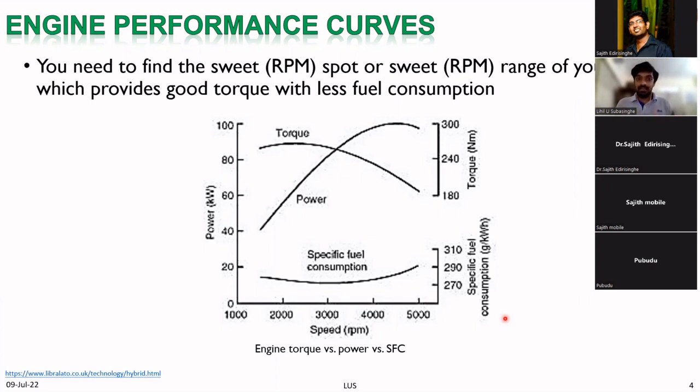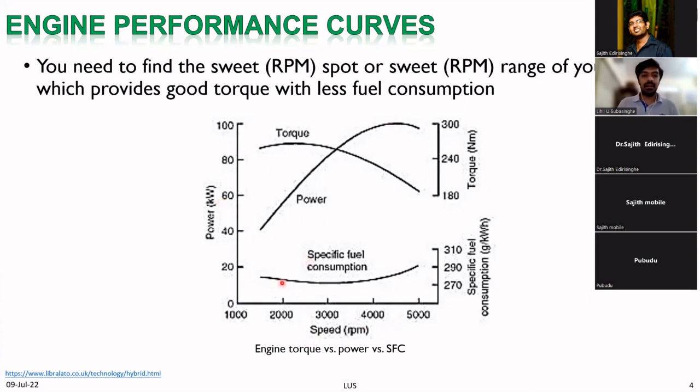So that is about the RPM, and these curves show the power variation with respect to the engine RPM, and the engine torque variation. The torque is measured in Newton meters. As we have learned in physics, the power output of the engine is usually measured in kilowatts.